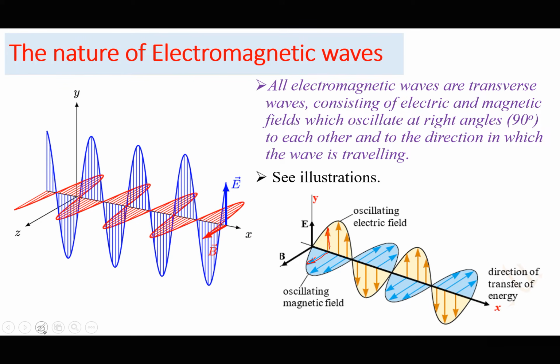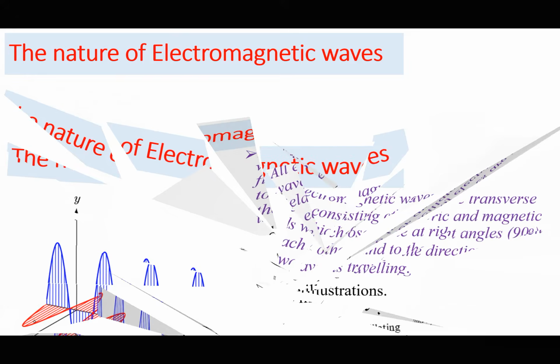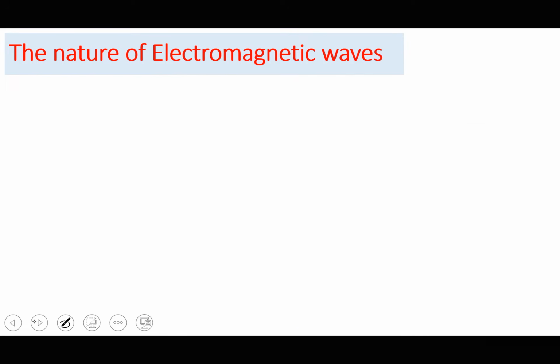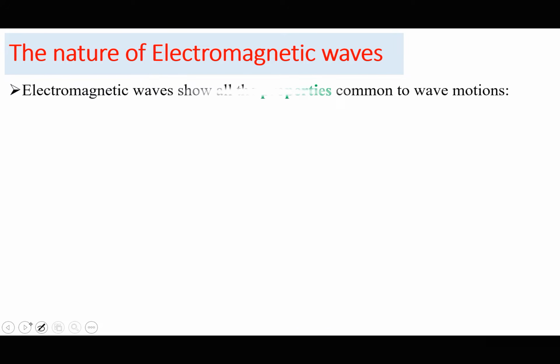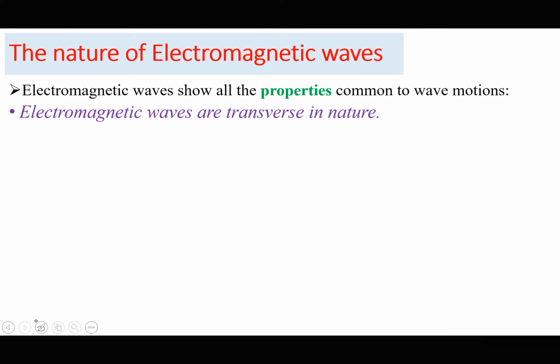What are some of the properties, therefore, of these electromagnetic waves apart from them being transverse? Electromagnetic waves have the following properties in common. Number one, remember all the properties of all other waves also apply to electromagnetic waves. However, we can try to specify them here. Electromagnetic waves, like I've mentioned, are transverse. In other words, we have seen vibrations or oscillations perpendicular to the direction of propagation of the wave energy.